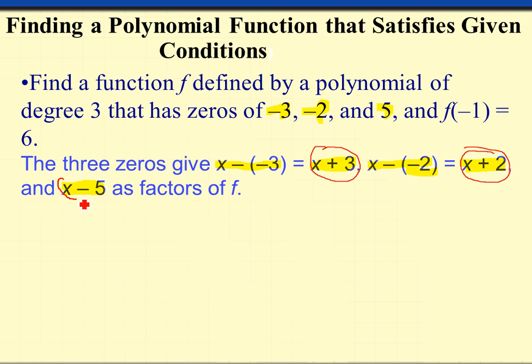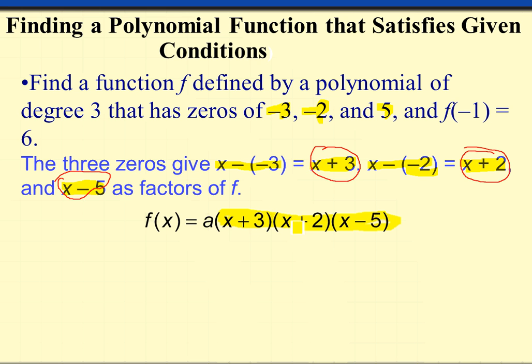Here's one of the 3 factors. So we know this polynomial looks like f of x is equal to some constant times x plus 3 times x plus 2 times x minus 5. These factors are fixed. Now, there's an infinite number of polynomials that have these 3 factors. So there's an infinite number of polynomials that have these 3 zeros.